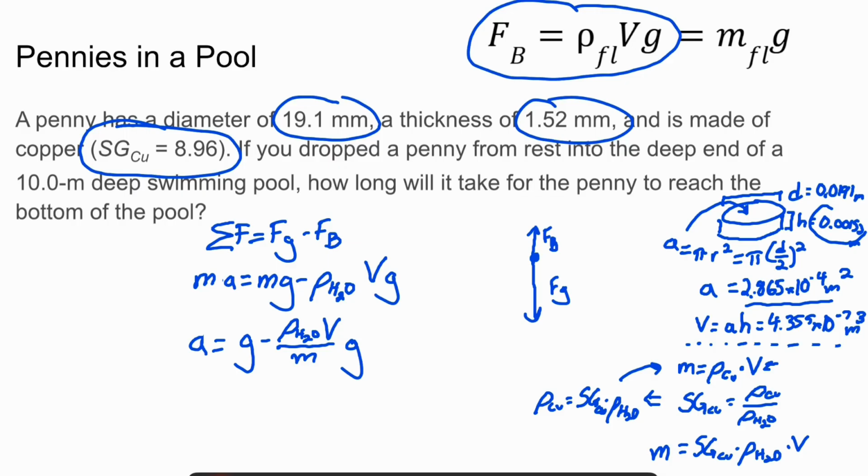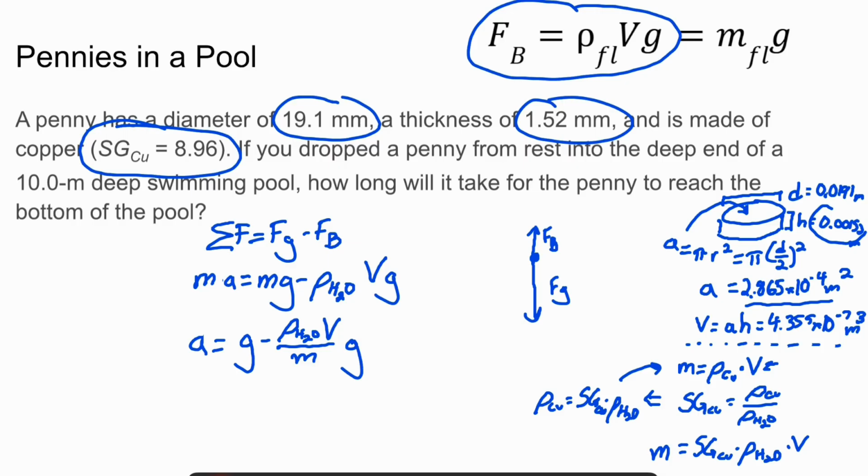So what does this tell us? This tells us that the acceleration that the penny will experience will be equal to gravity, right? Which is the acceleration it would experience if there was just a force of gravity pulling it down. It would be 9.81 meters per second squared, subtracting the amount of acceleration that the buoyant force is taking away from that acceleration due to gravity, right?